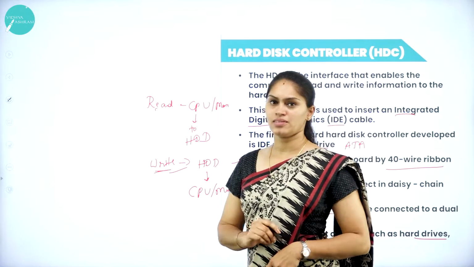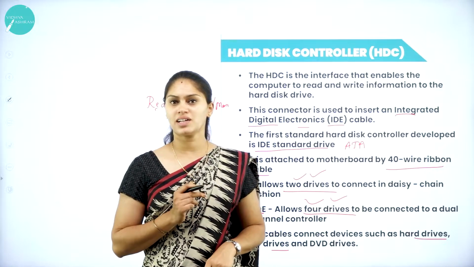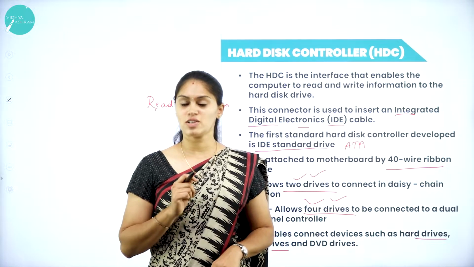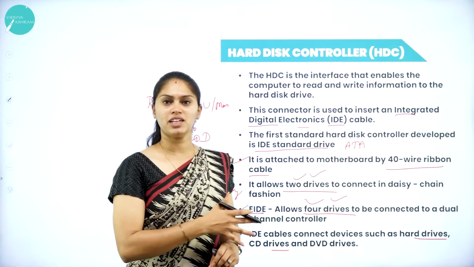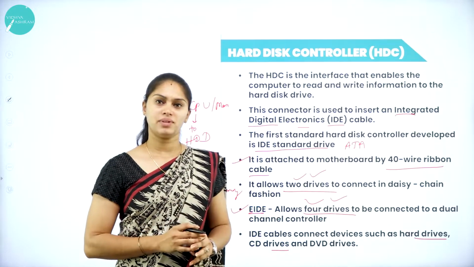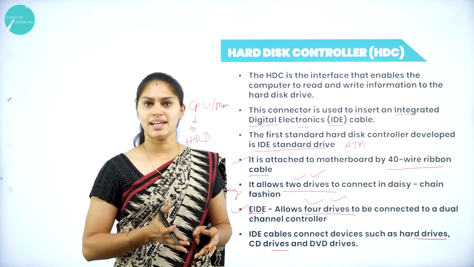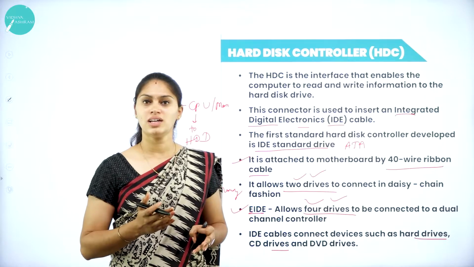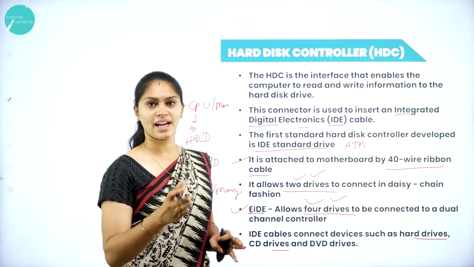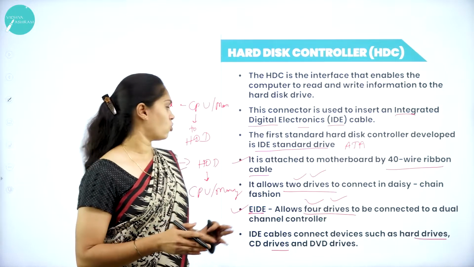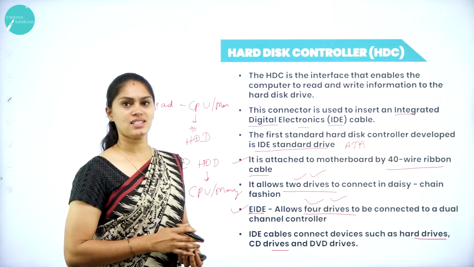Write operation. So here, the first hard disk controller which was manufactured is IDE, and it is also known as ATA, Advanced Technology Attachment. That can be connected to the motherboard with a 40 wire cable, a ribbon cable. And EIDE, that is Enhanced IDE, allows us to connect 4 drives to the motherboard. If it is IDE, then we are able to connect what? 2 drives to the motherboard. It's all regarding the hard disk controller.